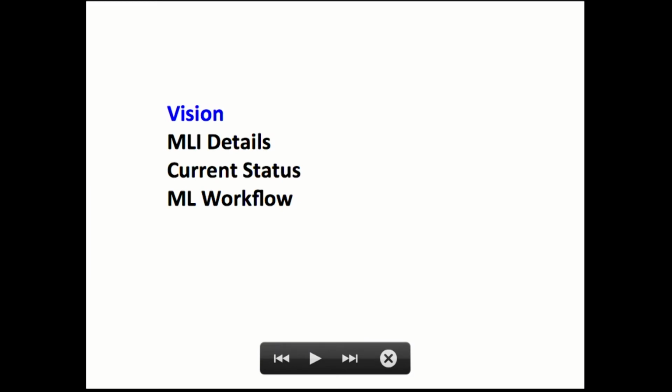So in this talk, there are going to be 4 components. I'm first going to go over the overall vision of MLbase. Then Evan's going to take over and talk a little bit more about the details of one of the components called the MLI, as well as talk about our current status. Then I'm going to come back again and talk a little bit about how our system fits in with a common machine learning workflow, and also give you some prep for the exercises you're going to be doing later today.